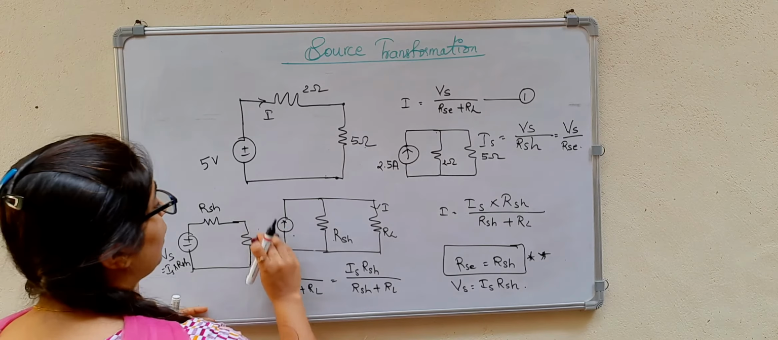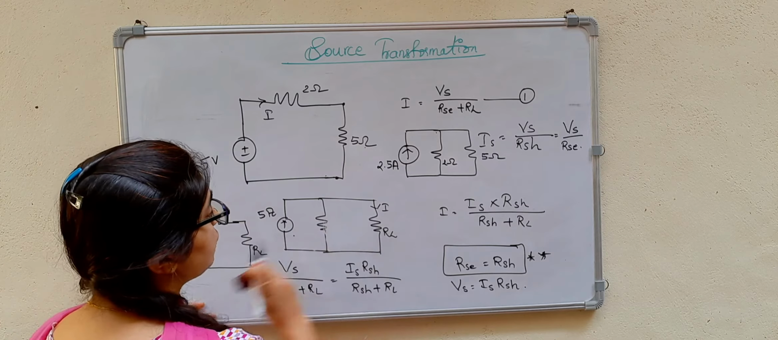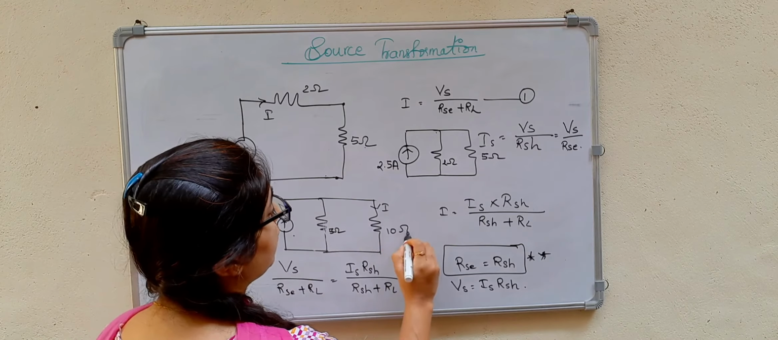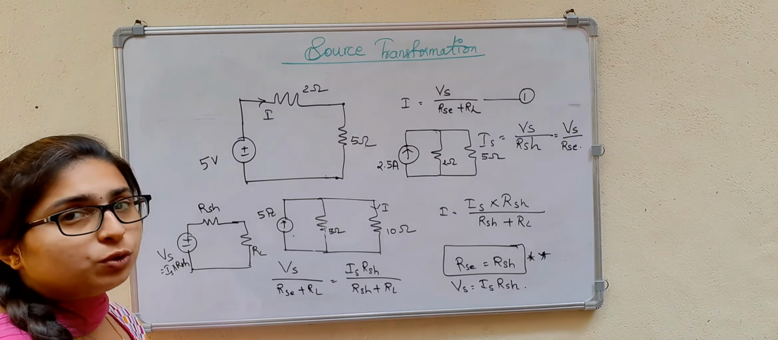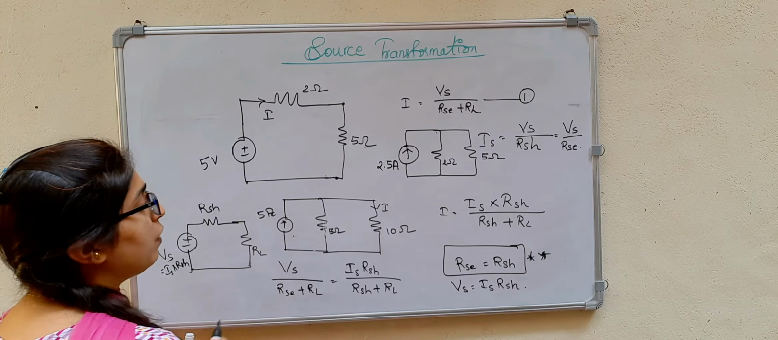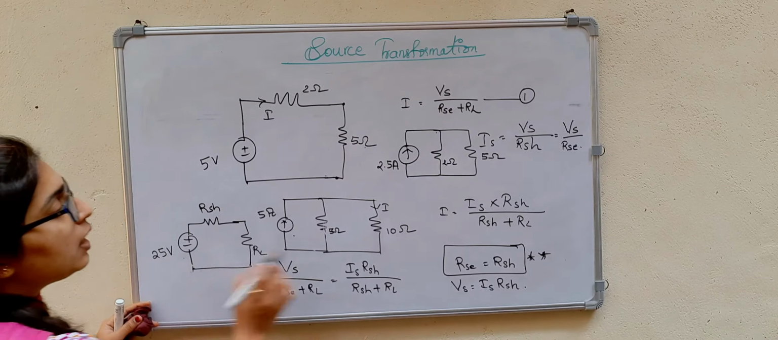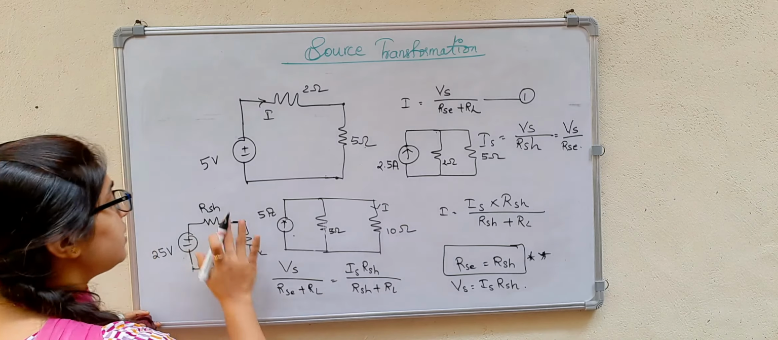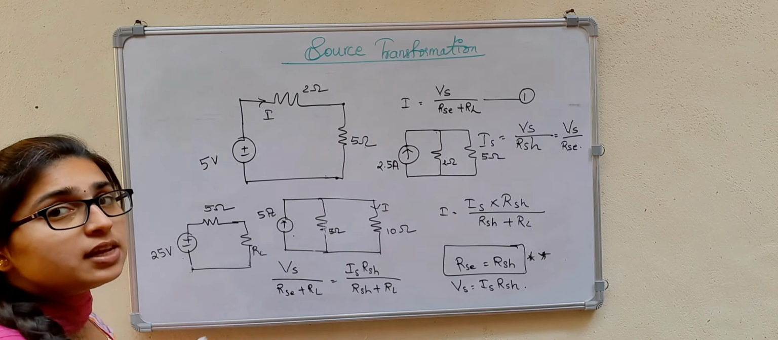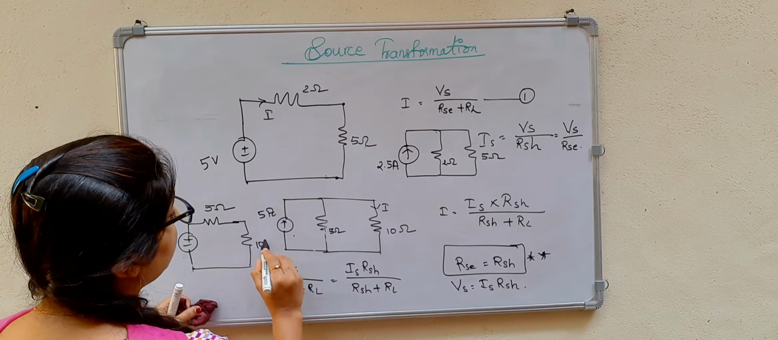So if you have the value of Is as 5 amperes and RSH as 5 ohms, RL as 10 ohms, then convert this to a voltage source. You can convert this to a voltage source, that is Vs is equal to 5 into 5, that becomes 25 volts. This is 25 volts and this becomes the series resistance. Now the voltage source will be having internal resistance in series with that, then RL will be 10 ohm. This is your equivalent source.